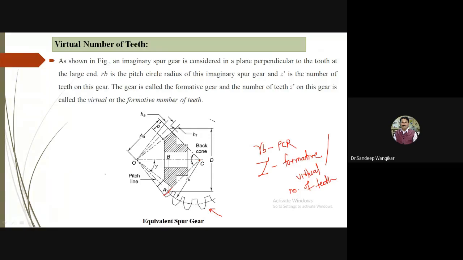In the diagram, the other things we have already discussed. A naught is the cone distance, HA stands for the addendum, and HF stands for the dedendum. We have already discussed what addendum and dedendum are. Then B stands for the face width, as shown in the figure. On this side, the pitch line is shown, gamma is the pitch angle, and here the back cone is shown. A perpendicular is drawn from AB. Let us say AB is perpendicular to OC.